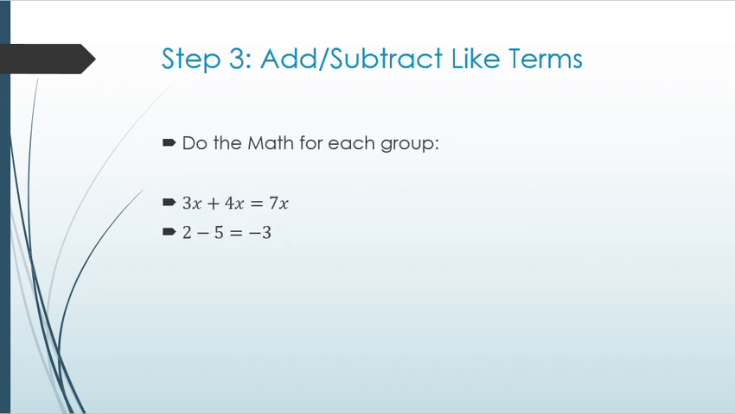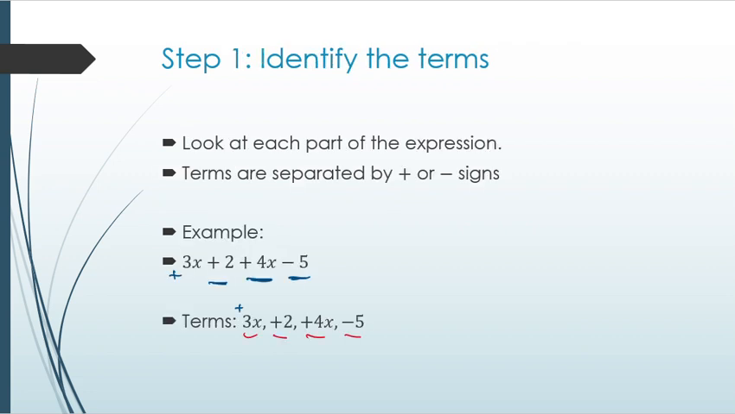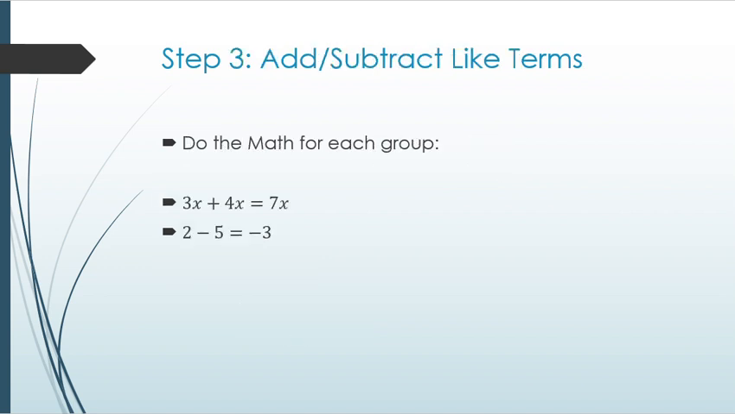Step three is to add or subtract the like terms, okay? You can do the math for each group because you've already separated them. So I have 3x plus 4x because, as you can see here in step one, we've identified that both of them are positive, okay? So 3x plus 4x is 7x. And then I have positive 2 minus 5, which equals negative 3.